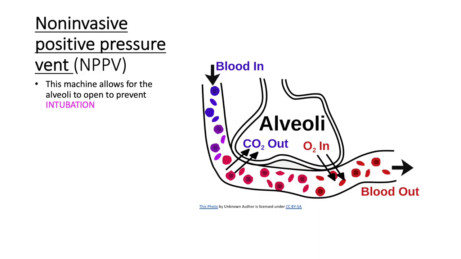The Venturi masks are used for patients who have a hypoxic drive and need supplemental oxygen. This would include your COPD patient. Non-invasive positive pressure ventilation, which is your NPPV, is commonly used for the patient with COPD, hypercarbia, or an acute asthma attack or dyspnea. This machine uses positive pressure that allows the alveoli to open to prevent intubation.